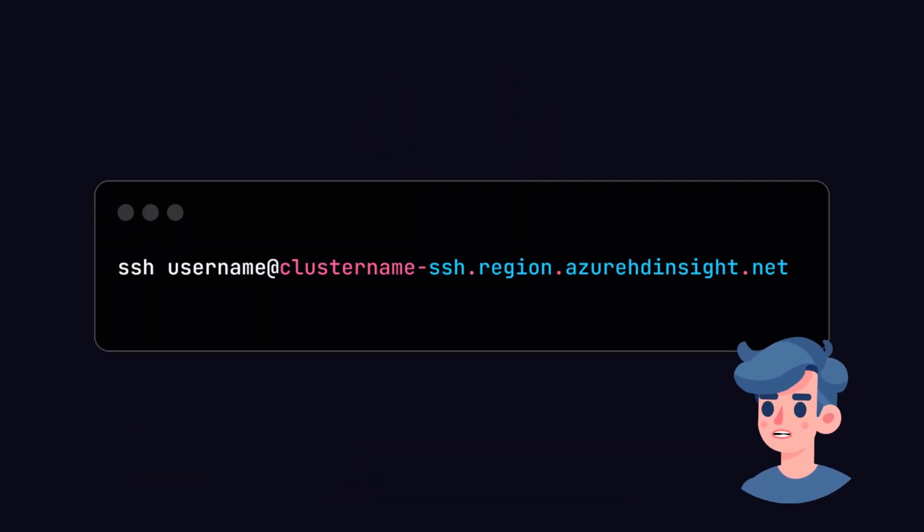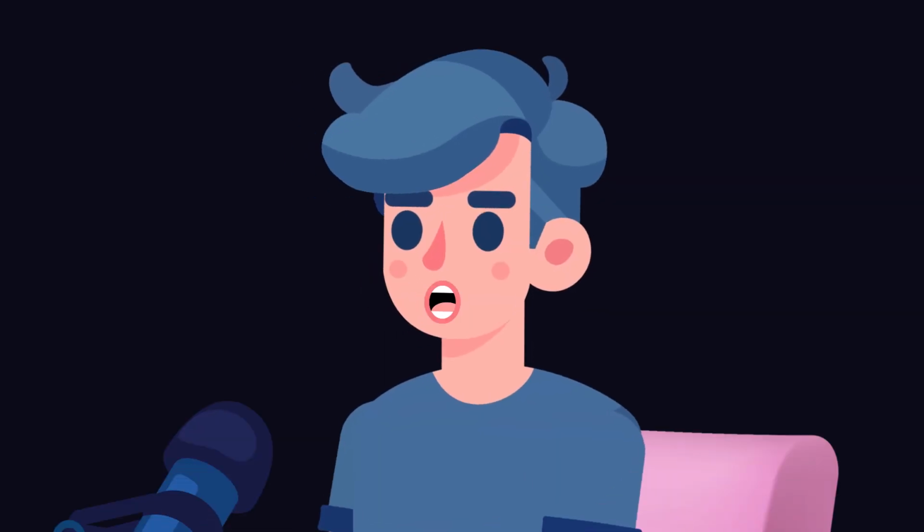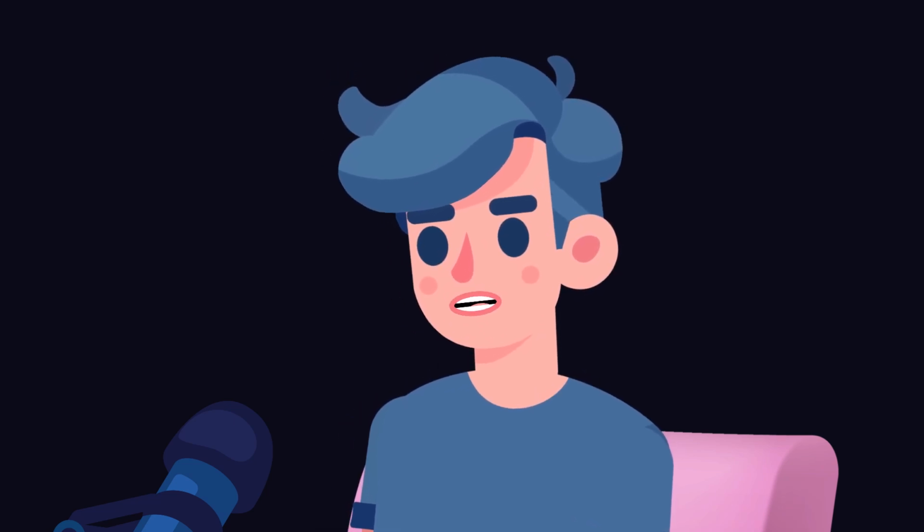Now let's connect to the cluster via SSH. Open your terminal or command prompt. Use the following command to establish an SSH connection. Replace username, cluster name, and region with your actual values. Once connected, you can start running Spark jobs. We'll demonstrate how to submit a basic Spark job.